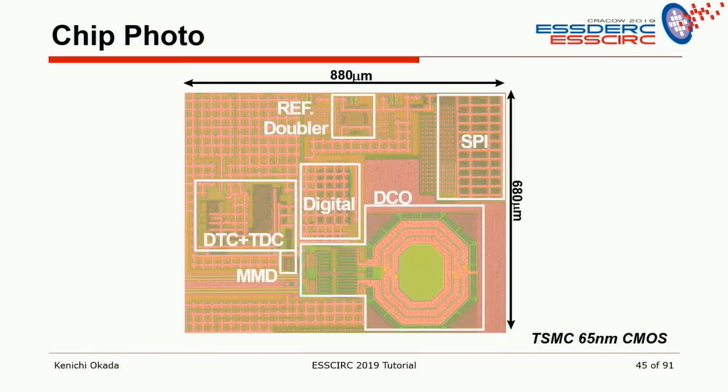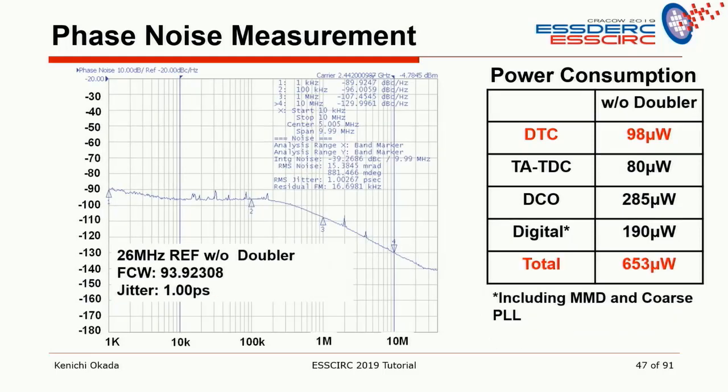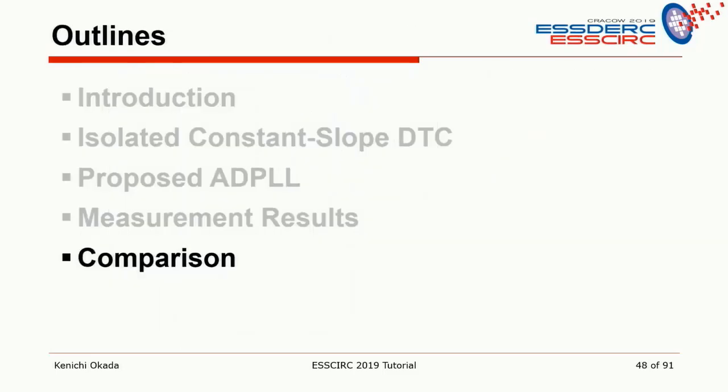Okay. Then I will explain the measurement results. This prototype is implemented in 65 nanometer CMOS technology by TSMC, and this is the measurement result using the reference doubler. The external reference is 26 megahertz, but internally it is doubled and a 52 megahertz reference clock is used in this case. A total power consumption of 981 microwatt could be realized, mainly because of the very linear and low power DTC design. And this is without the reference doubler. The 26 megahertz external reference is directly used, and power consumption can be reduced like this. The jitter becomes worse, but still lower power could be realized. Okay, this is a comparison.